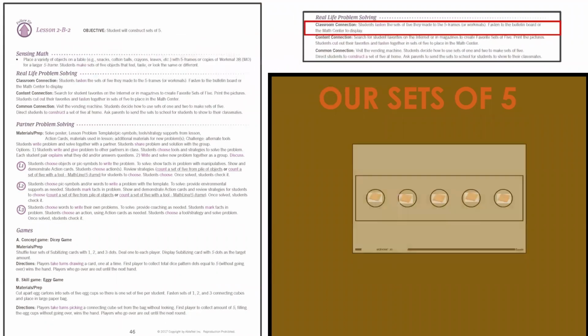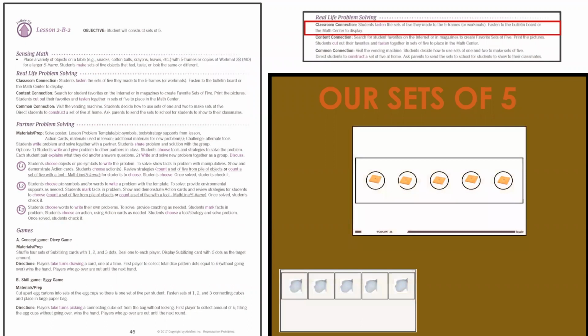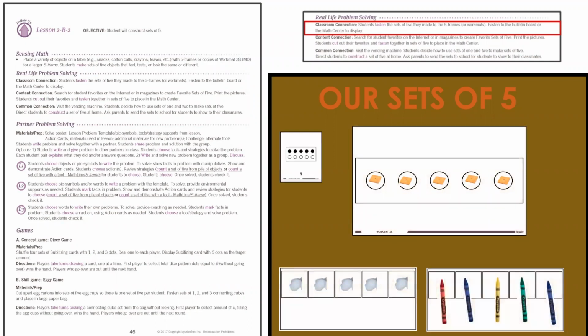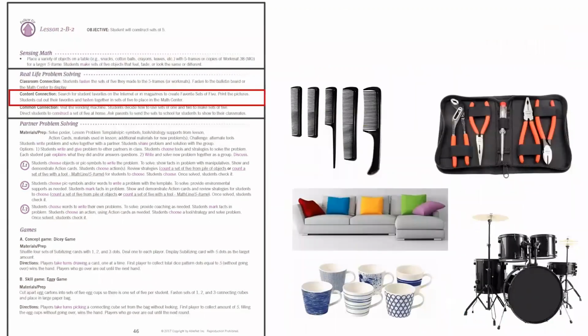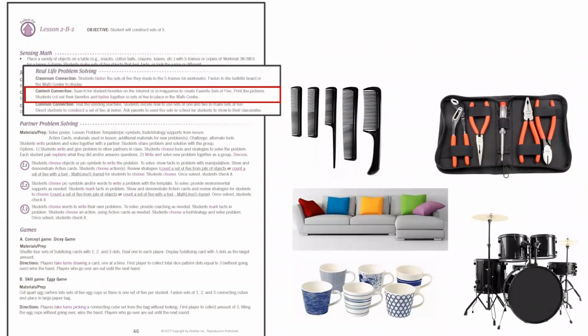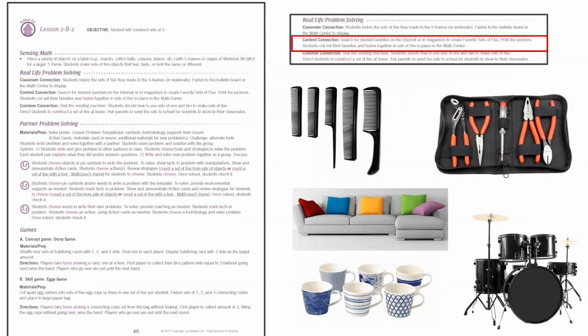The first activity within real-life problem solving is a classroom connection. So this is an opportunity to show how the lesson objective can connect back to the classroom. In this example, we are taking the sets we made within Sensing Math and will display them in the classroom. The second activity is content connection. Content connection extends to cross-content topics that relate to the lesson objective or a skill taught.